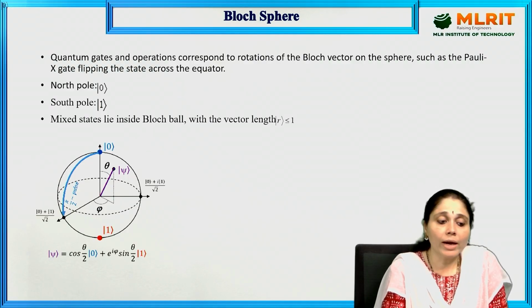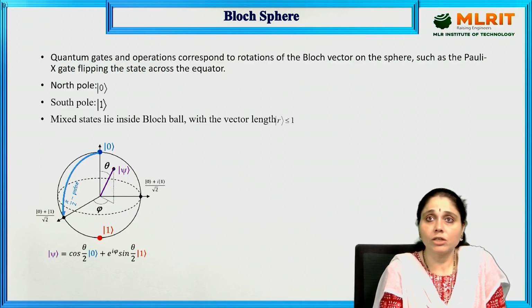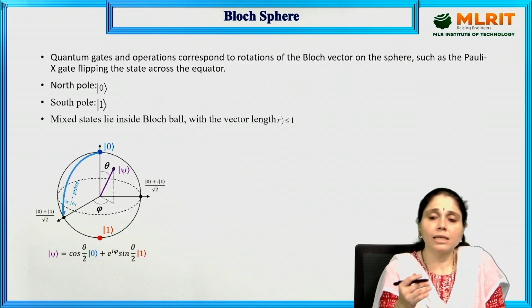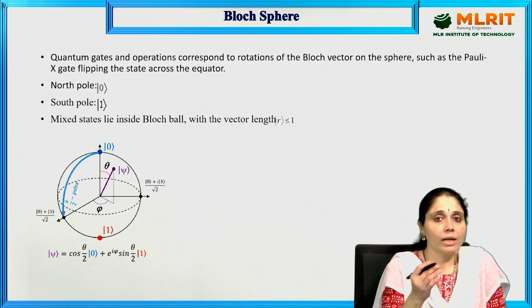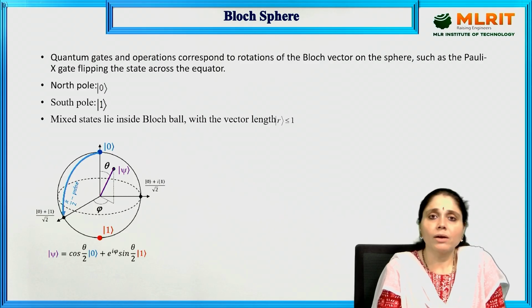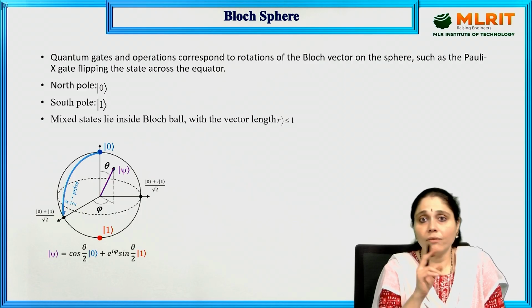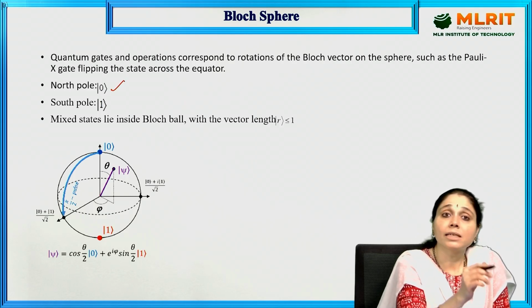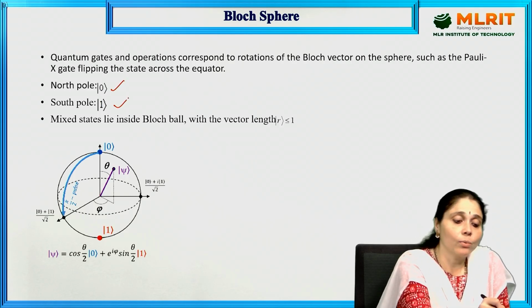Quantum gates and operations correspond to rotations of the Bloch vector on the sphere, such as Pauli's X gate, which flips the state across the equator. So there are the Pauli X gate, Y gate, Z gate, and so many gates, which we'll learn in the next lectures. But for the time being, we have already learned about ket 0 and ket 1, bra 0 and bra 1 in the previous lectures. So what is ket 0? Ket 0 is the representation of the north pole and the south pole is represented with ket 1.